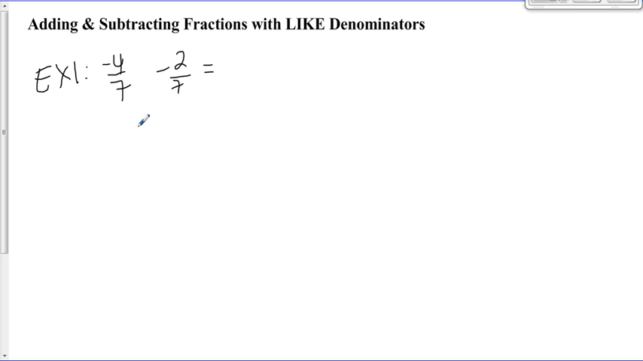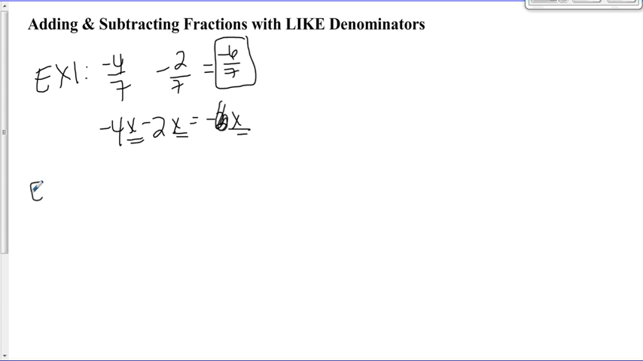If I had negative 4x minus 2x, that's going to equal negative 2x, right? We don't change the base. And so it's kind of the same thing here. It's the same idea. I'm sorry, this should be negative 6. And so negative 4/7 minus 2/7 is negative 6/7. We don't change that denominator. I have a total of negative 6/7.